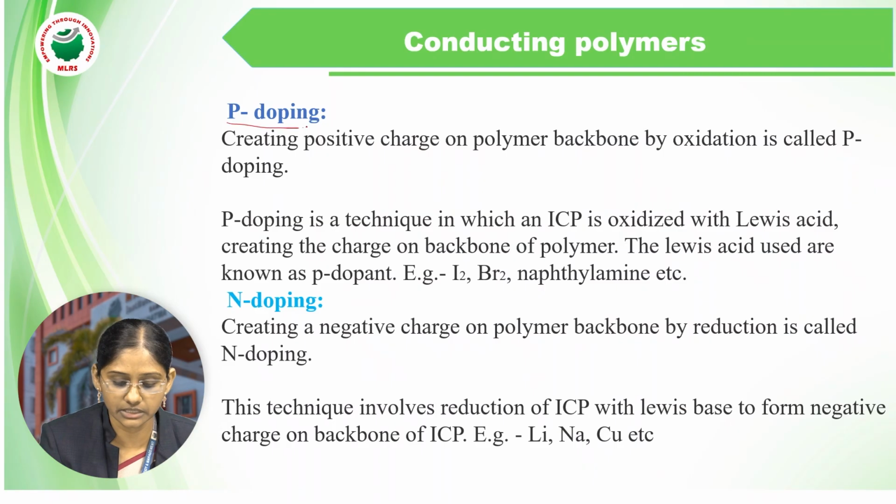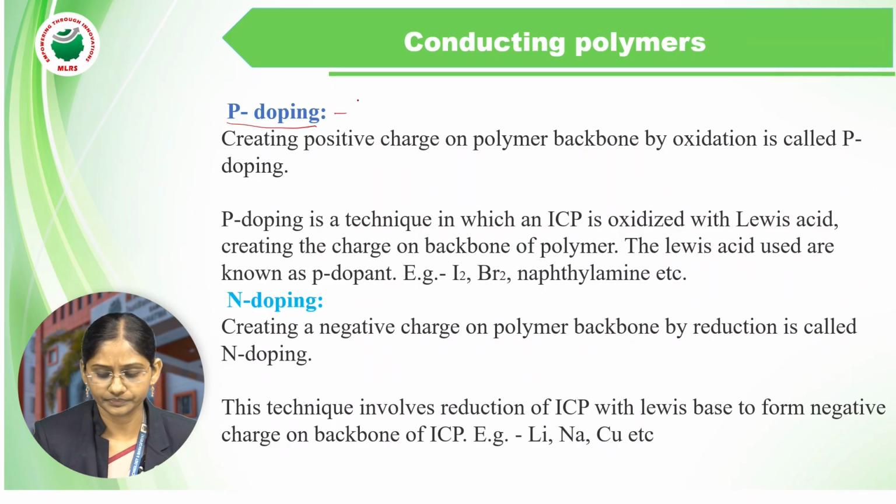Here we can see the first one is p-doping. What is meant by p-doping? It is creating a positive charge. Just now we discussed what is meant by doping: positive or negative charges can be introduced in the polymeric chain. So how can we do those two? Now we are discussing. First one is p-doping. What is meant by p-doping here?